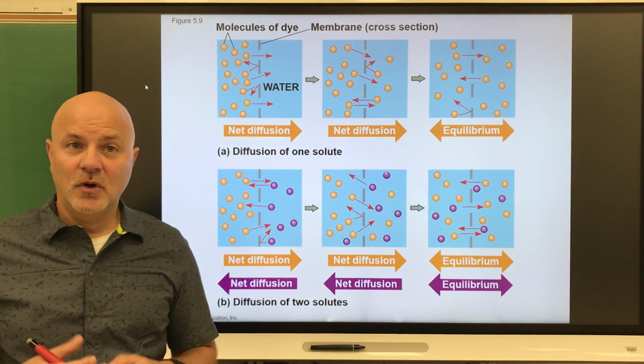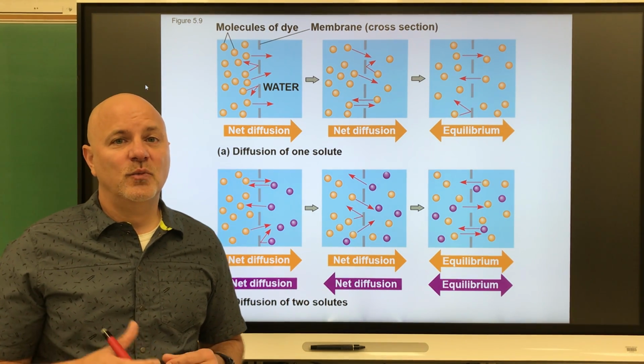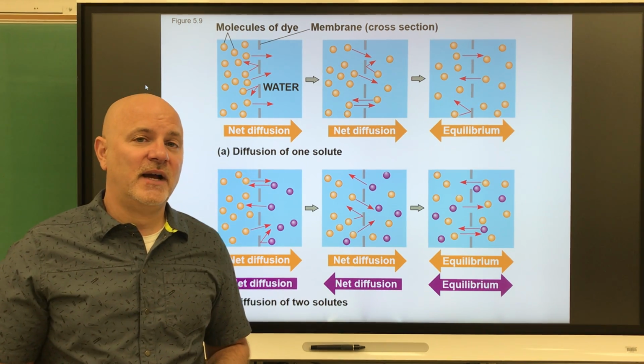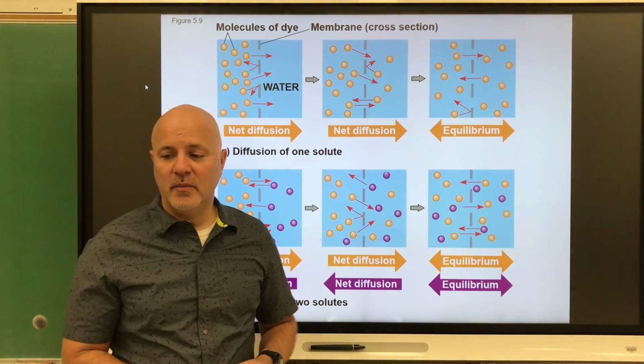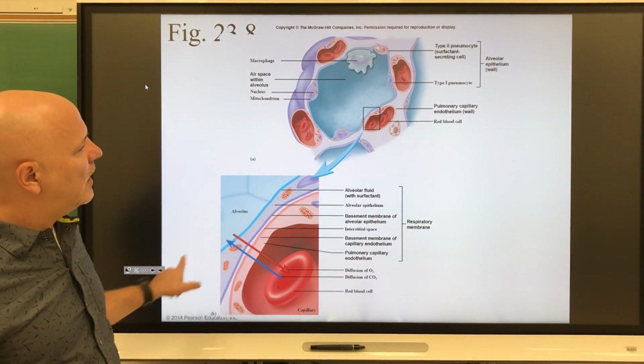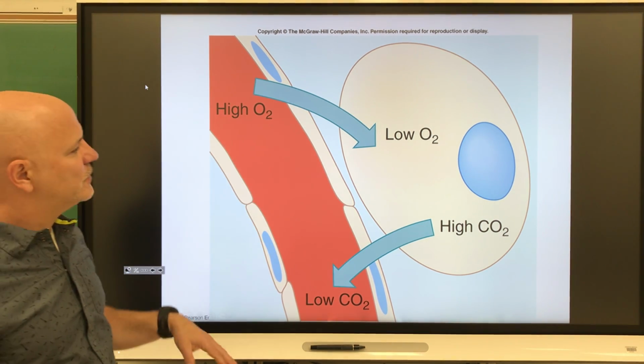So we inhale about 21% oxygen. We exhale about 17%. We inhale less than 1% carbon dioxide. We exhale about 4% carbon dioxide. All right, so this is showing it by our cells as well.